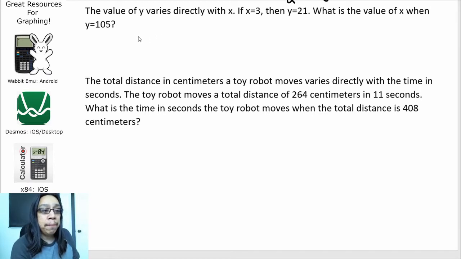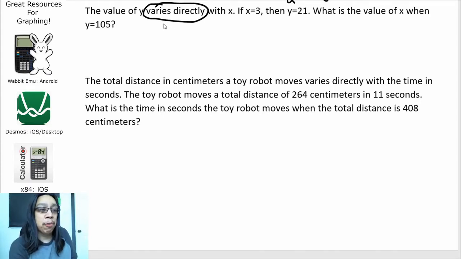So anytime they give you a word problem and you're asking yourself, how do I even know if it's a proportion? Well, you should look for this phrase right here: varies directly. Basically, that's very technical math language for saying it's a proportion. The idea is, if something varies directly, that means as x goes up, so does y, or as x goes down, so does y.